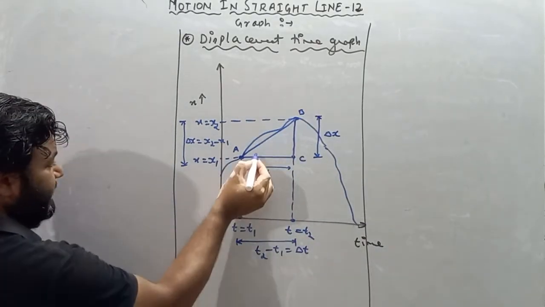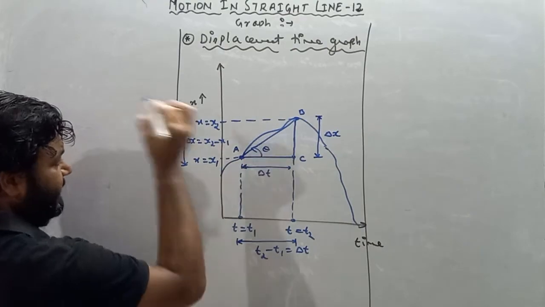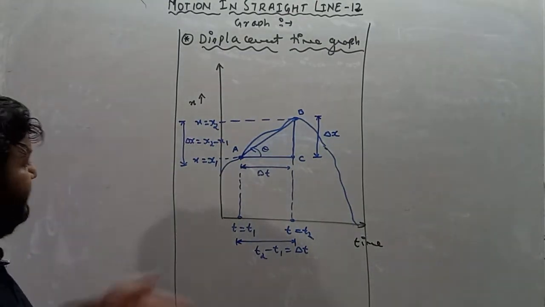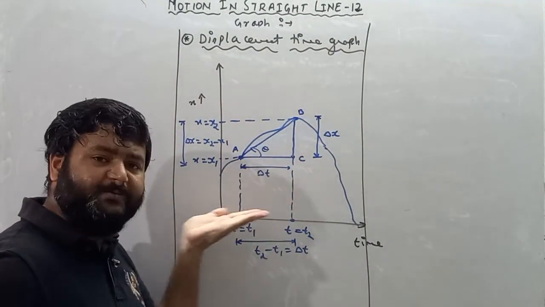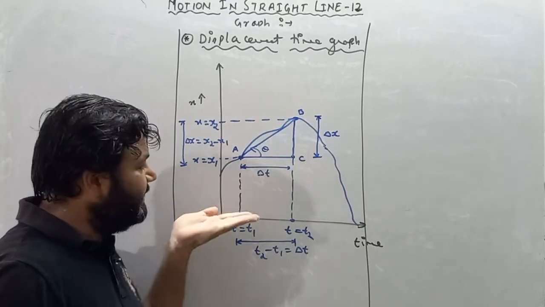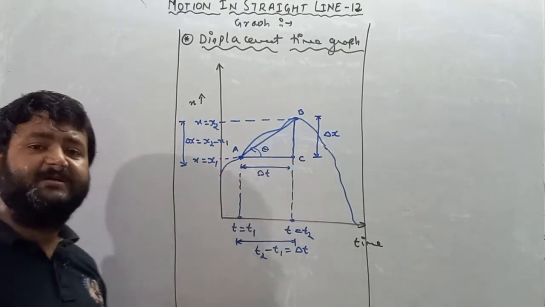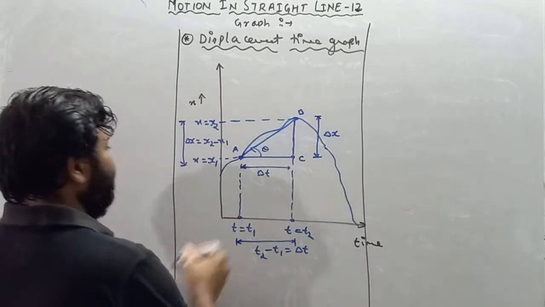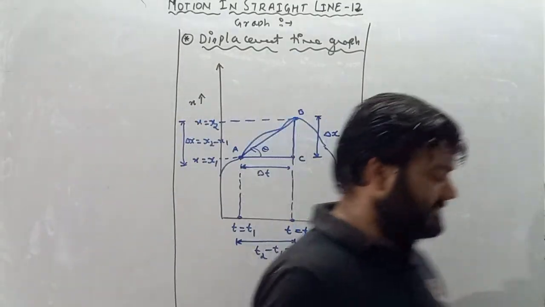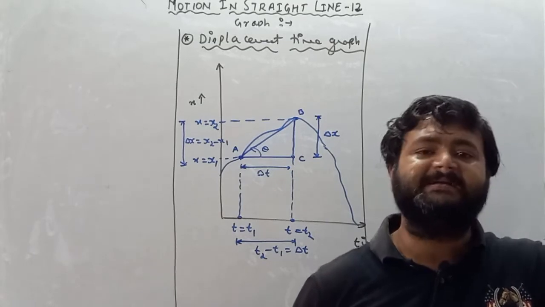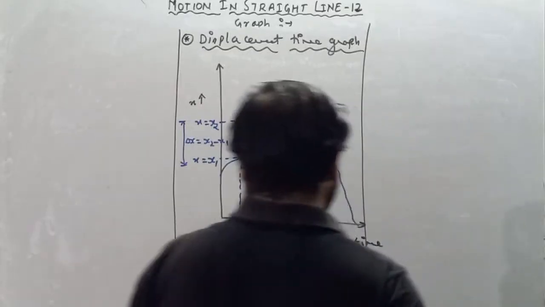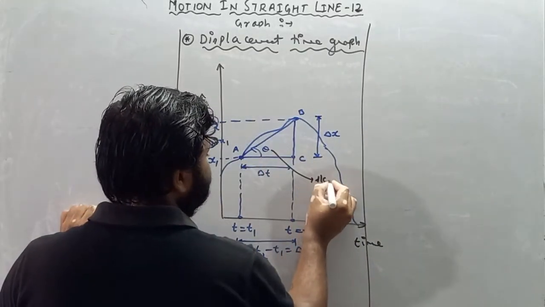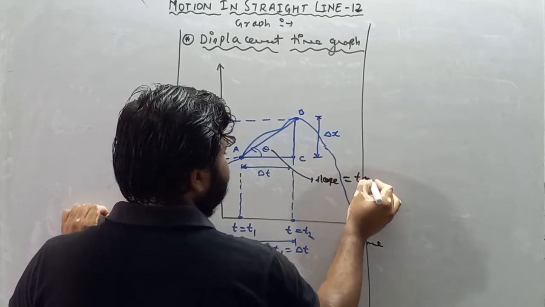If you are seeing here, this line is making some angle, let's suppose theta, and we know that this line is parallel to the x-axis. So if this line is parallel to the x-axis, then this line is also considered to be the x-axis. And we know that, my dear student, if any angle is made with the x-axis, then that angle must be written in terms of tan theta. So the slope is represented by tan theta.